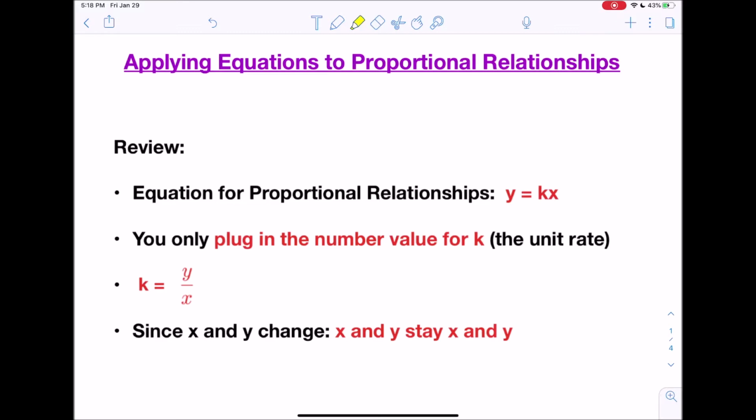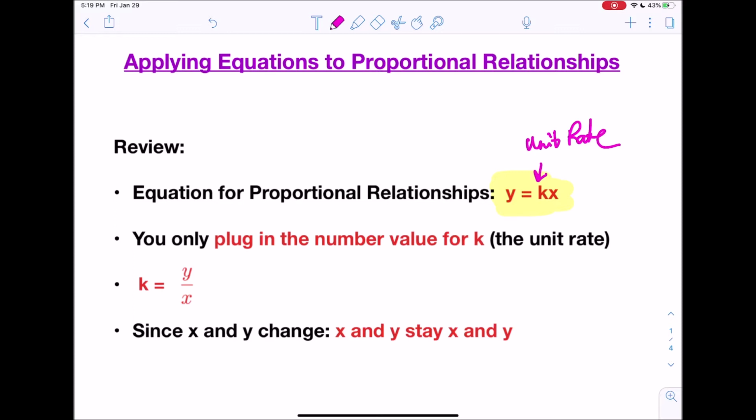First off, don't forget your equations are written as y equals kx. And that k is your unit rate. Okay. Then what you're going to do is find the unit rate and plug that number value into y equals kx. So it should end up being, for all your equations, y equals some number times x.